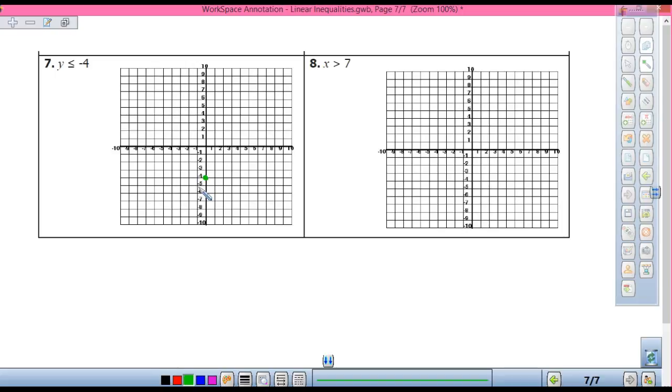It's going to be a horizontal line, dashed or solid? Solid line. Now we're checking, is 0 less than or equal to negative 4? No. So that's 0, 0. He's saying, no, don't shade me. See it the other way.